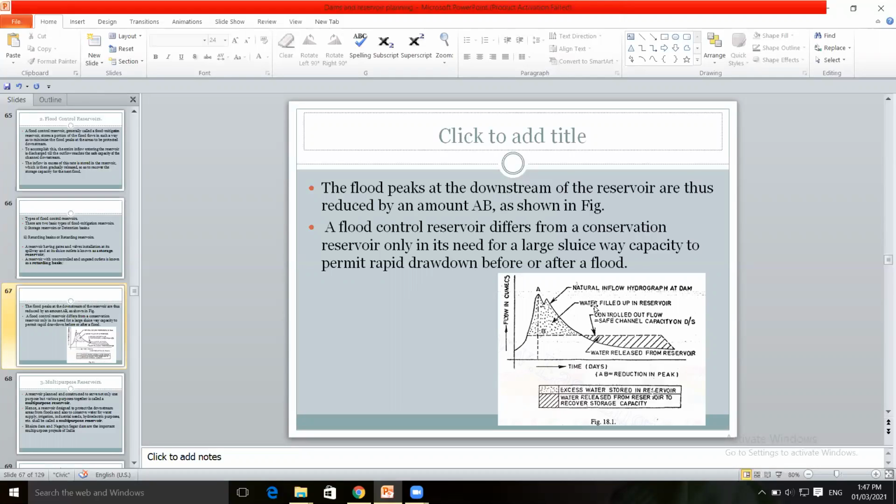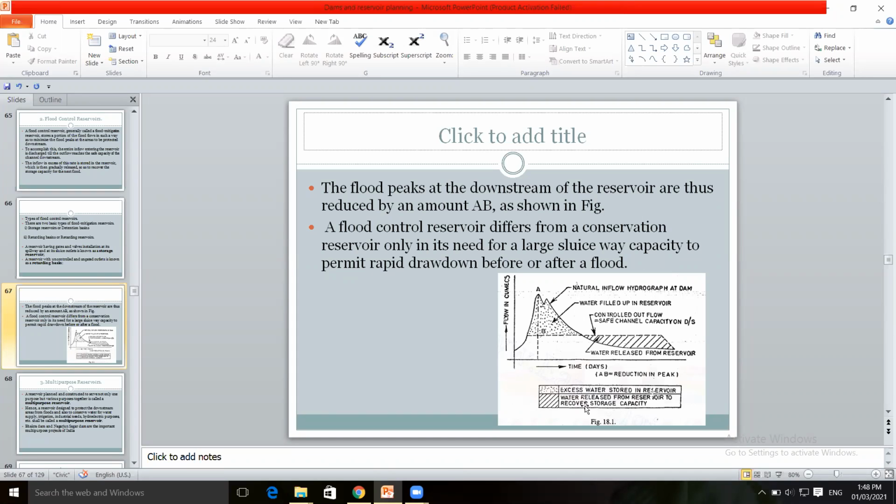So that inflow, after releasing of water during peak flow. So this inflow water, which is controlled outflow, is controlled, which is equal to safe channel capacity on downstream. That is shown by this hatch portion. Water released from reservoir to recover storage capacity. Means storage capacity recover केलेली आहे.